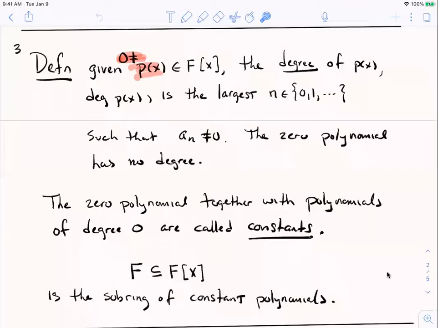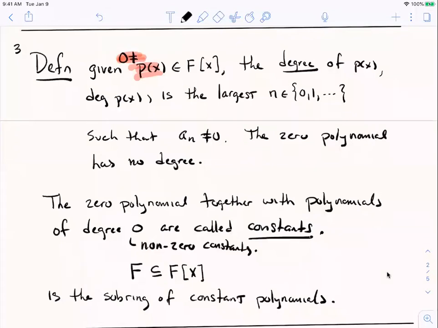The zero polynomial just doesn't have a degree. It's not degree 0 in particular, okay? Degree 0 means you're a non-zero constant polynomial. Maybe we should write that together. Or I've already written it, sorry. Zero polynomial together with the polynomials of degree 0, that is the non-zero constants.